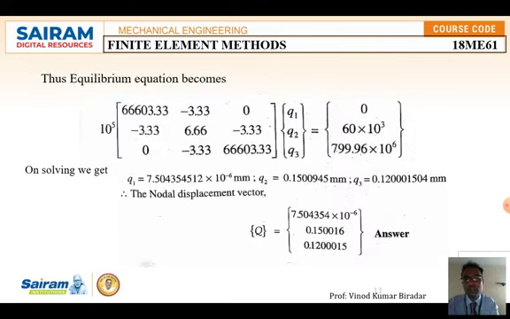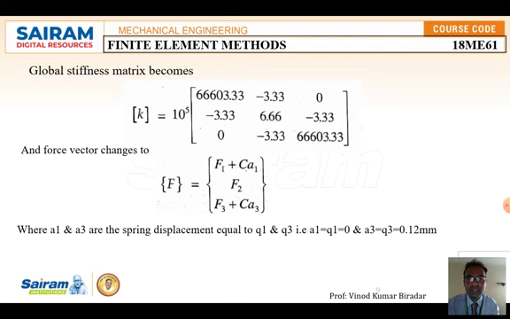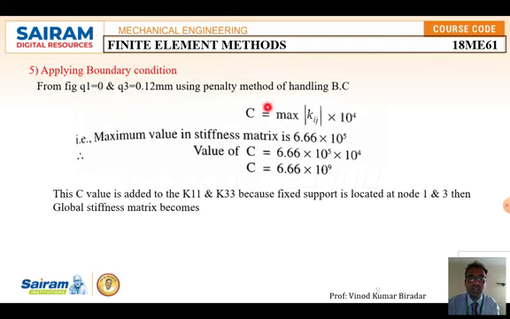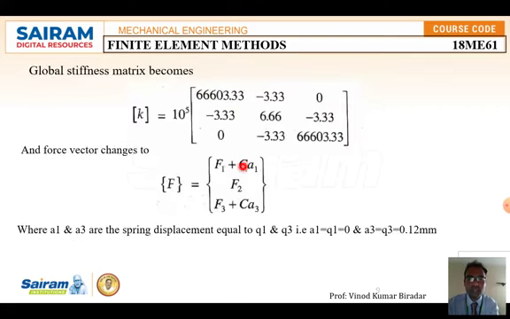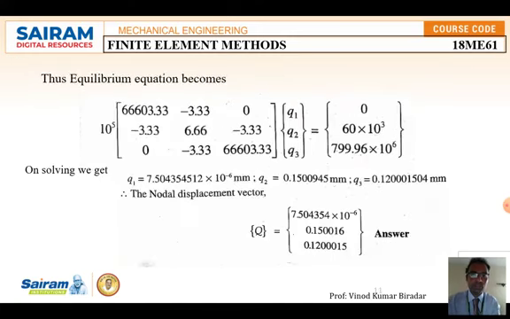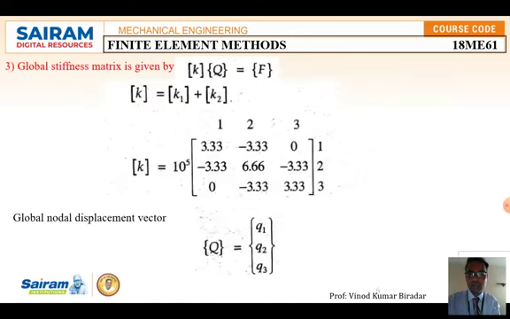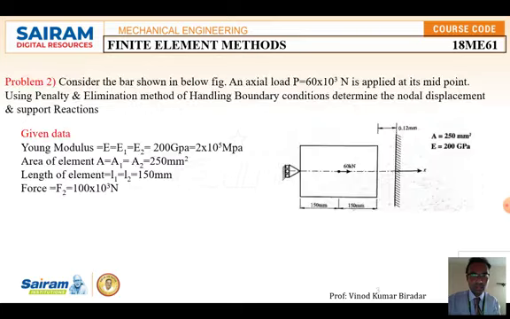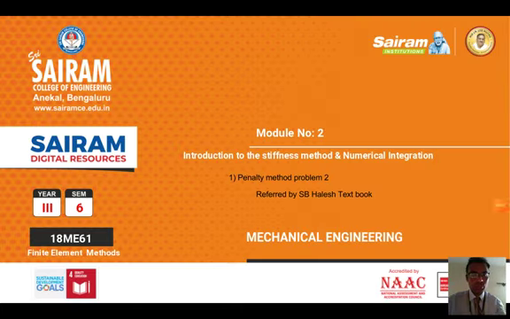So this is like using the penalty method. This is the only difference: how to calculate C maximum and add it there, and the force value changes to this equation. The remaining procedure is the same. This is the problem on the penalty method, the distance gap problem. Like this you have to solve numerical problems on the penalty method. The main thing is how you are going to add the values. First you observe the diagram, wherever a fix is there you have to calculate the maximum C value and add it there. That is the only difference.